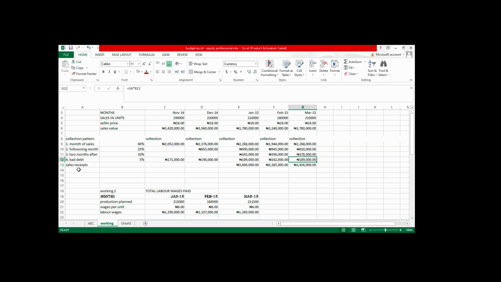Look at your sales receipts. We are only concerned with January, February, March. Your collection, 1, 2, 3. You don't add bad debt to it. 1, 2, 3. Sum up. These 3. Look at the collection.